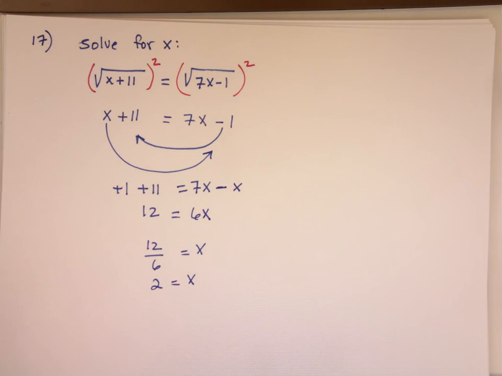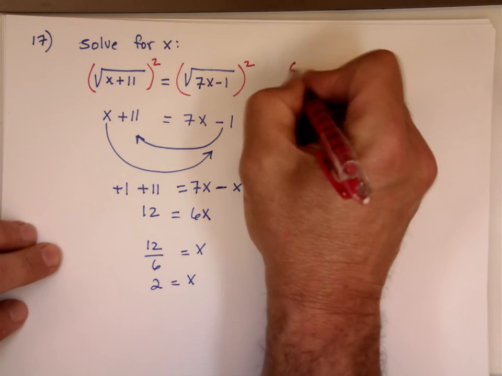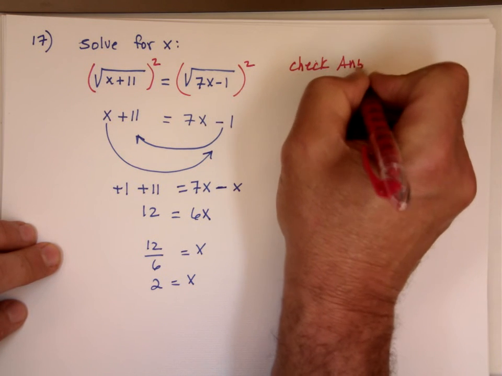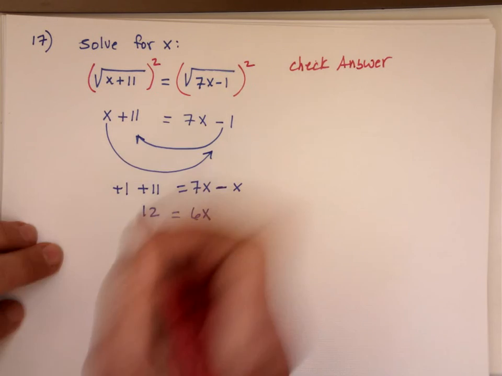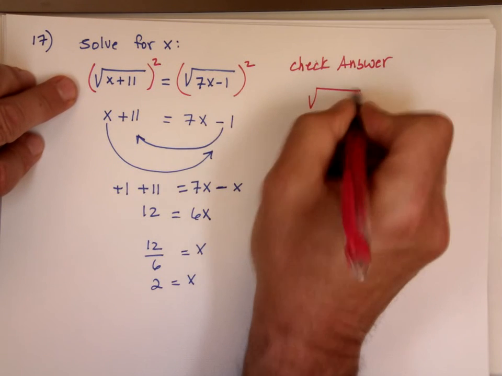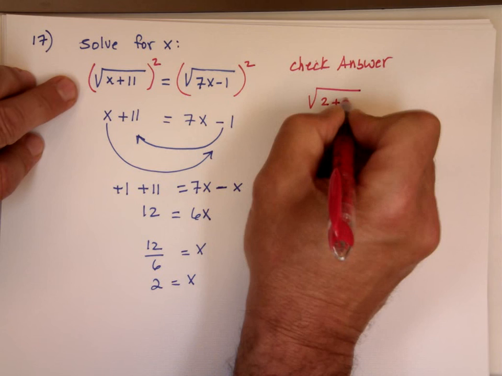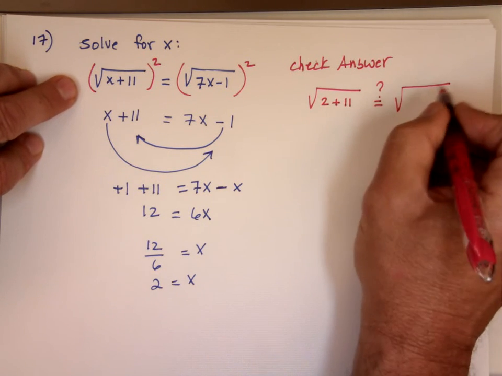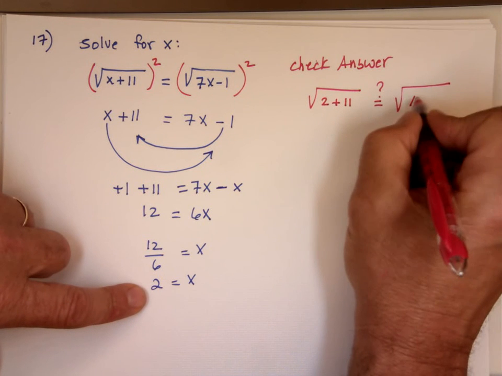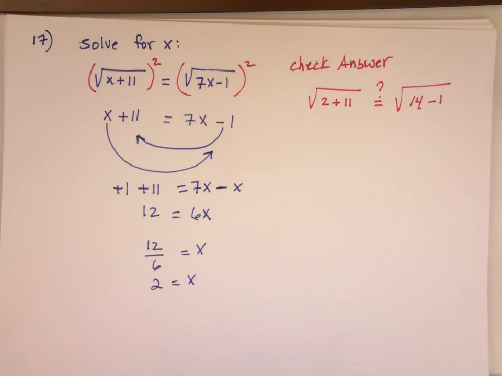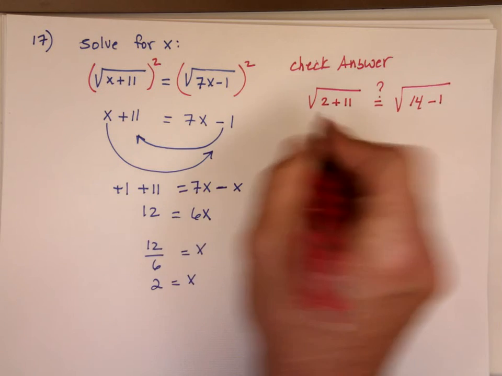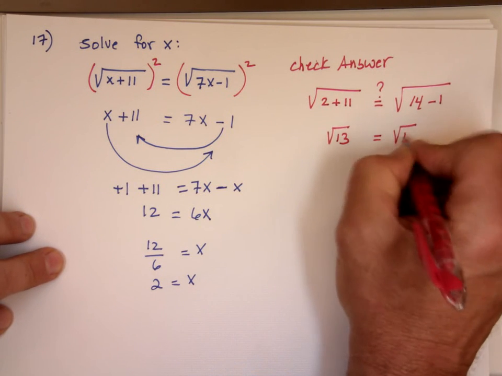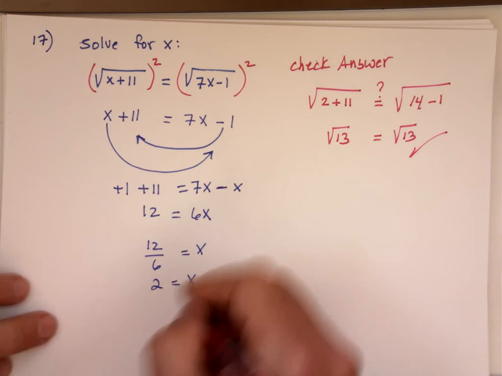Let me check my answer. Is the square root of 2 plus 11 equal, question mark, to the square root of 7 times 2, which is what? 14 minus 1. 2 plus 11 is 13. 14 minus 1 is 13. Yes, they are equal. So that is a good answer.